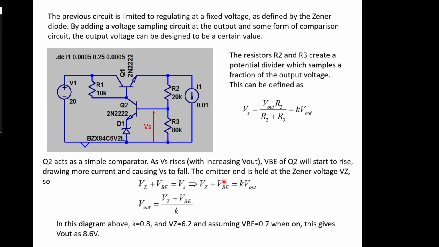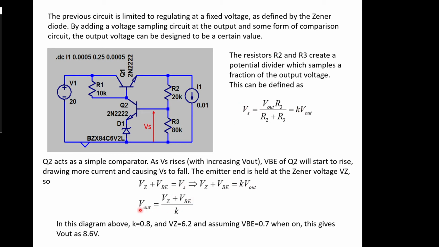So under normal conditions, the emitter end here is held at the Zener voltage, assuming there's current flowing through here. So that Vz plus the VBE of Q2 is equal to Vs, so that's just adding those two voltages. Therefore Vz plus VBE must equal kV out, because kV out is defined as Vs in here.